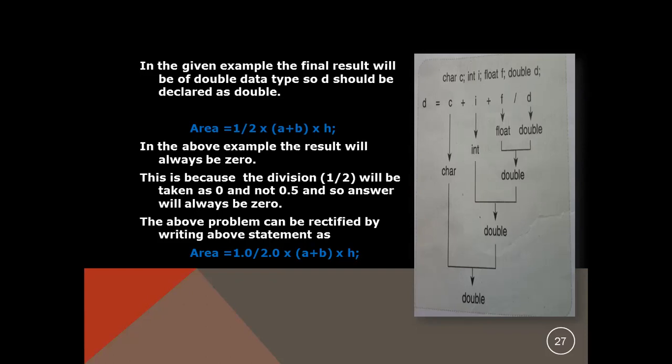To solve this above problem, we have to write any division by adding .0. For example, here I have written area is equal to 1.0 divided by 2.0. Now both 1.0 and 2.0 are of float type. So in the calculation, instead of 0, it will be taken as 0.5. So 0.5 multiplied by (a plus b) multiplied by h, you will get the correct answer. So whenever you are writing division of any number, take care that you write them in float instead of integer.